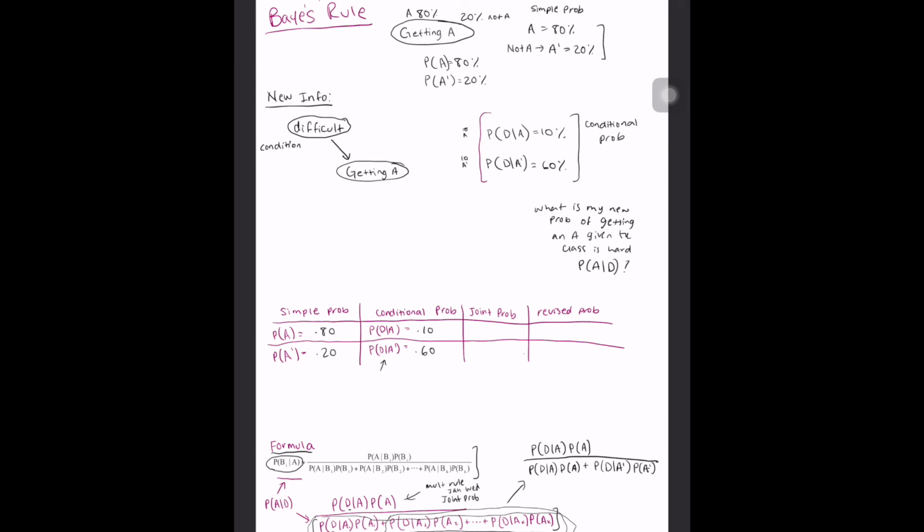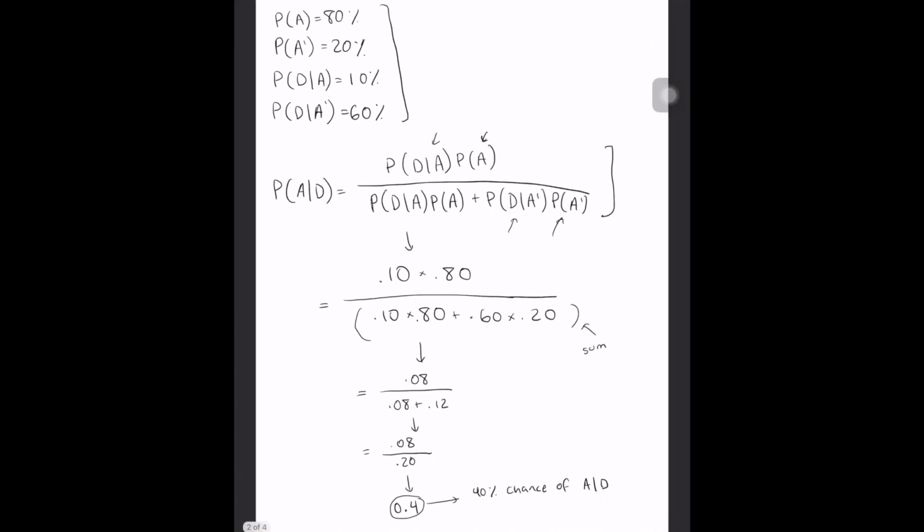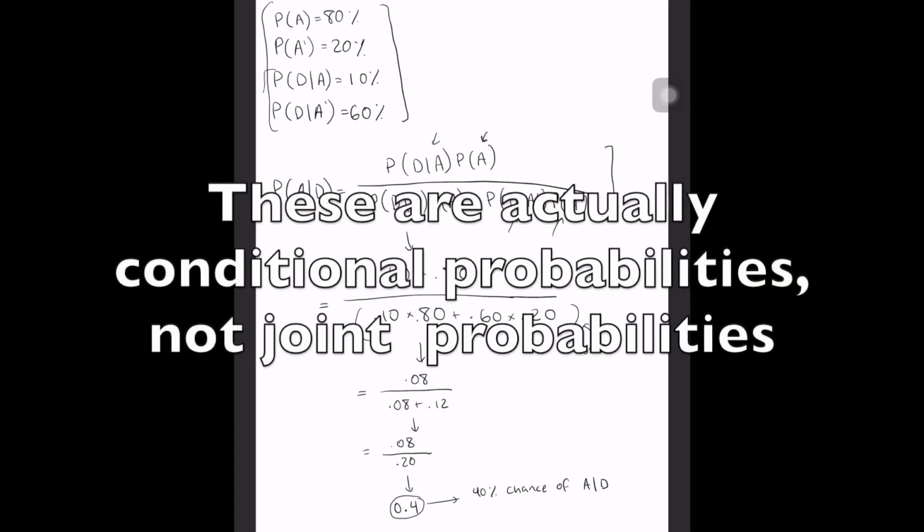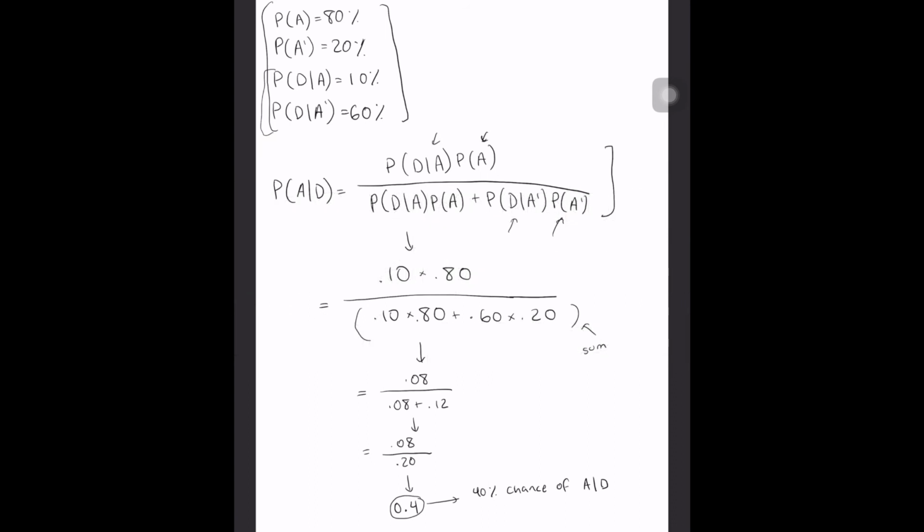Okay, so this is what it looks like if we plug in the formula. We have all of our variables here, so the probability of you getting an A, and the probability of you not getting an A, and then your joint probabilities that you figured out through your little survey. And now we can plug them directly into here. And it says here that you'll have a 40% chance of getting an A given that the class is difficult.